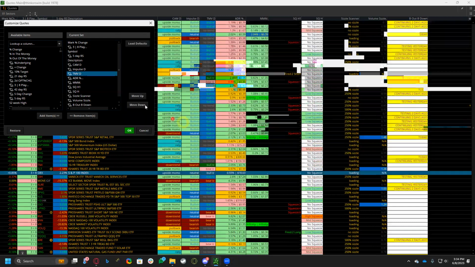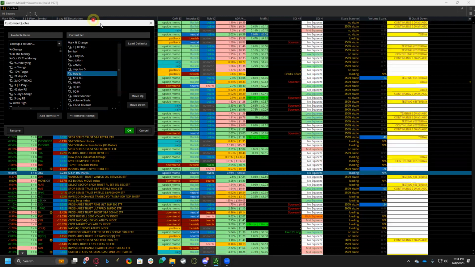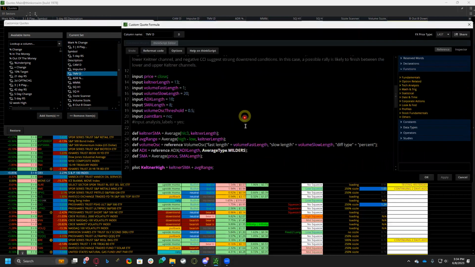So when we bring that back to the watch list and we look at the TMV, we can see I've got it pretty much narrowed down to the red and the blue and the gray. And I went with a little bit of pink on that. If we dig into my code a little.